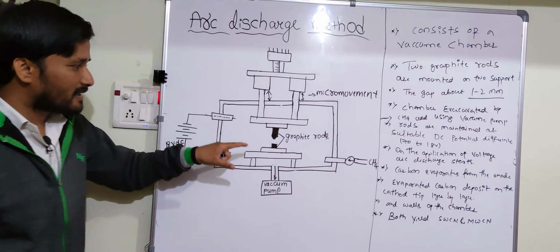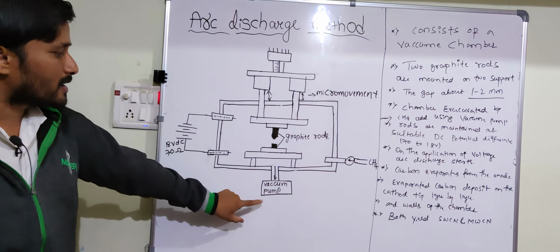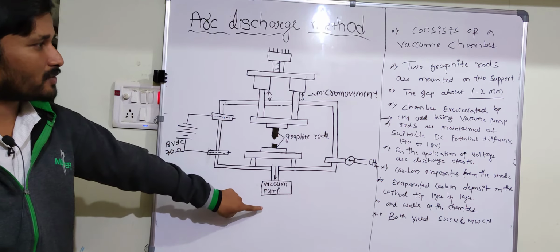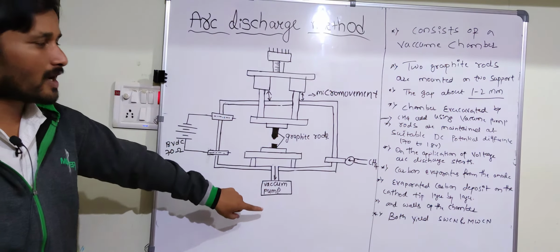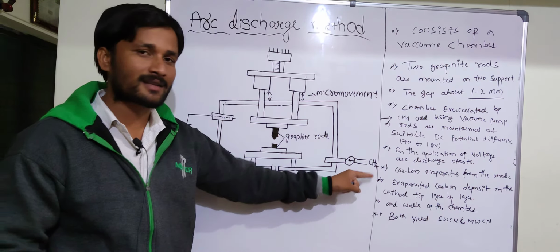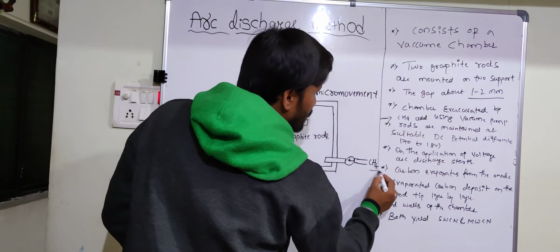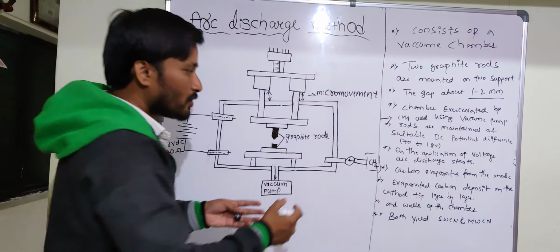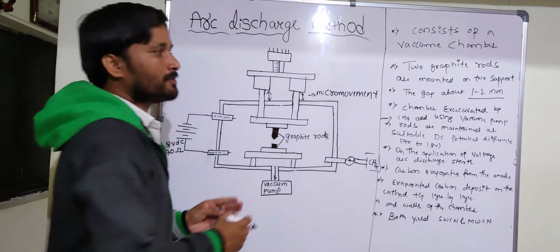First, we have to evacuate this chamber by using the vacuum pump. Afterwards we are going to introduce the methane gas. Here I have written CH4, which is the formula for methane gas. Some amount of methane gas is introduced inside the vacuum chamber.